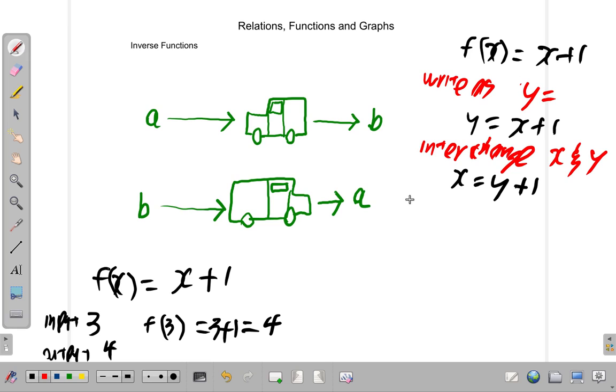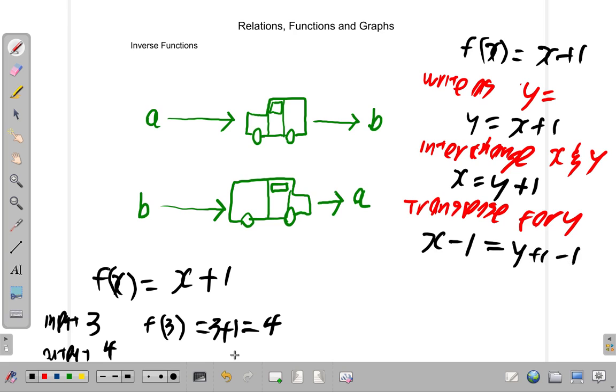Then the next thing, you transpose for y. You make y the subject. In this case, you have x equals y plus 1. What you can do is subtract 1 from both sides. So on the left you have x minus 1 equals, you're going to have y plus 1 minus 1. But the 1 minus 1 is 0. So you don't have to worry about the 1 anymore. Let's turn this around and make the y on the left. Y equals x minus 1.